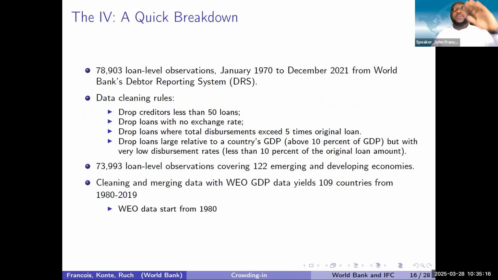So we clean the data, we do a lot of work. We start off with 122 emerging countries. We do a lot of censoring work. My co-authors and I clean the data, amongst other things. And then we end up with 109 countries over the period 1980 to 2019. And then we use the World Economic Outlook data, which starts from 1980. So the starting point is because of the data we use for GDP, and the end point is because the investment data stops at 2019. And it's also just beneficial that we don't look at the 2020 period because of the huge shocks.